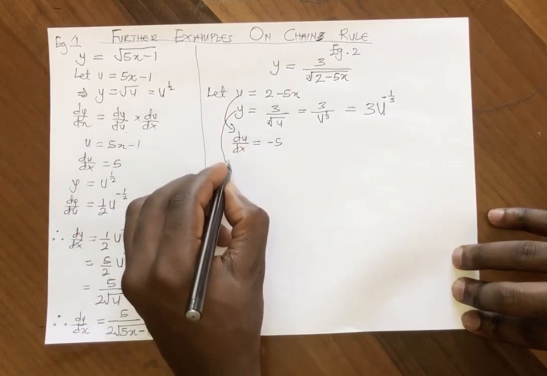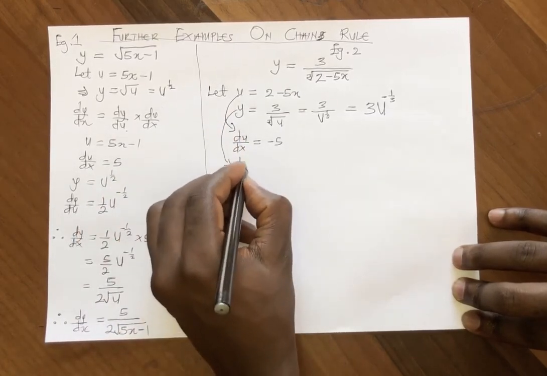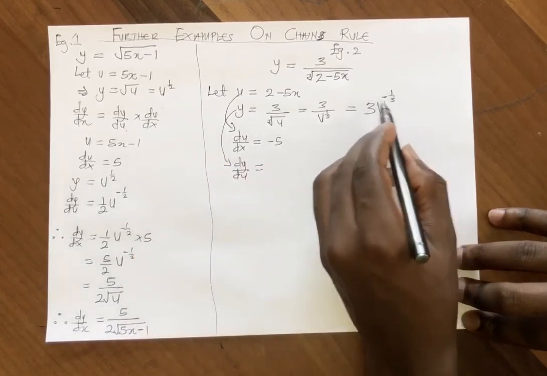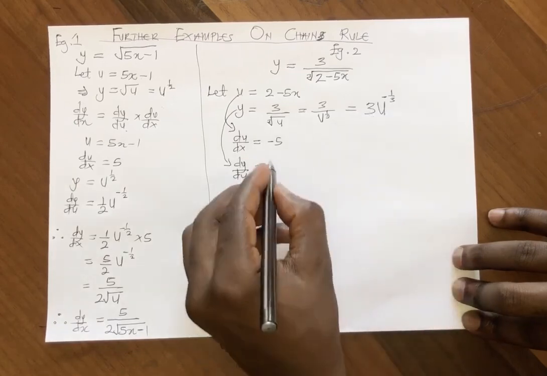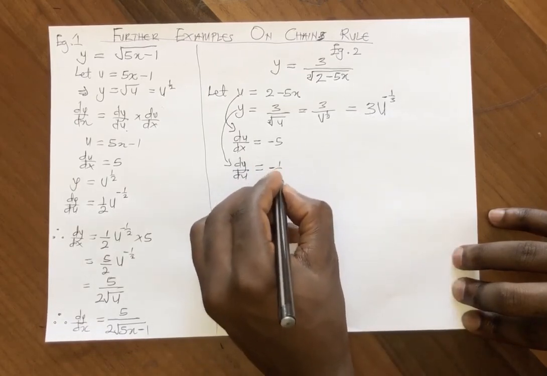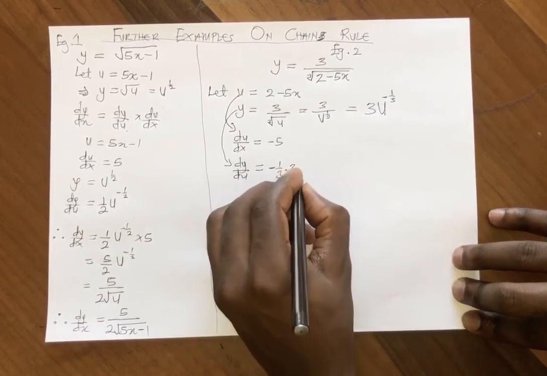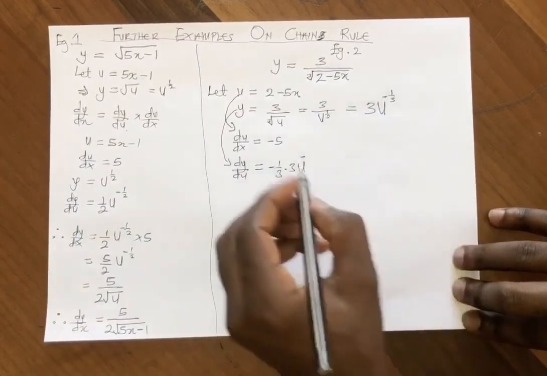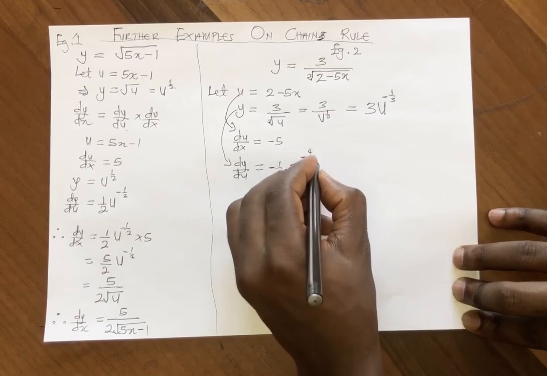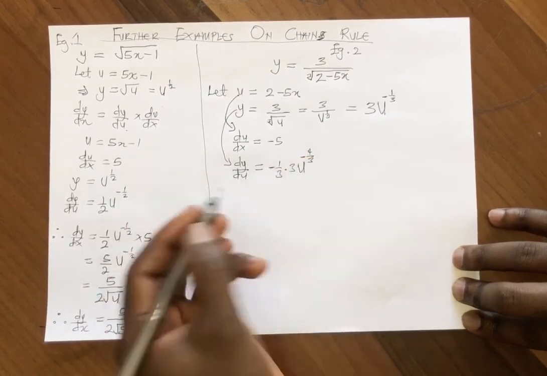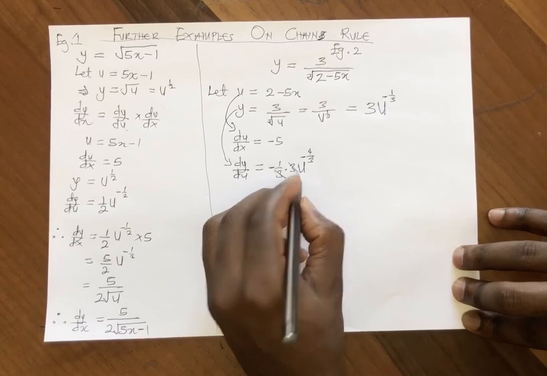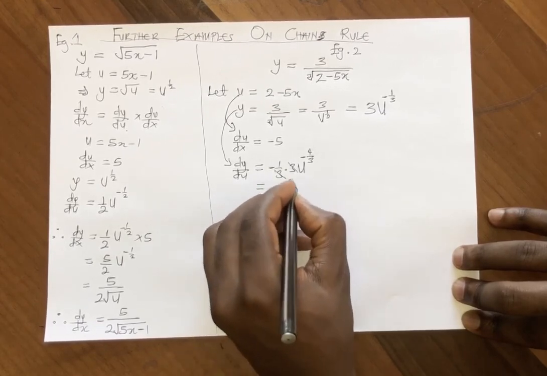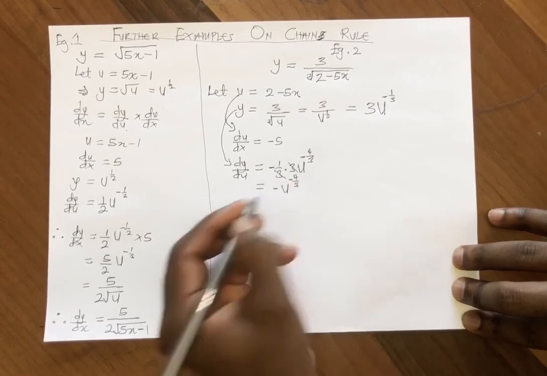Then we differentiate the y. So dy du will be equal to this negative 1/3 will come and multiply this. So we have negative 1/3 times 3 u. Now negative 1/3 minus 1 will give us negative 4/3, okay? So this will deal with that, which means we have negative u raised to the power negative 4/3, okay?